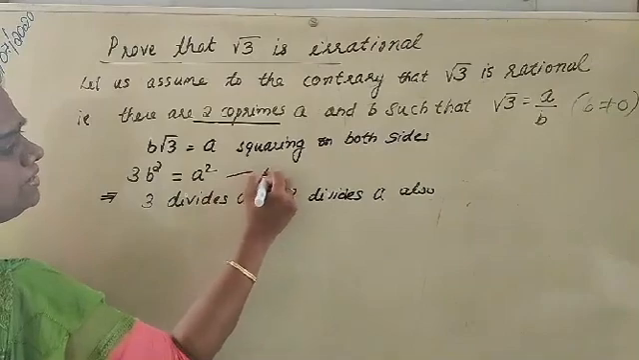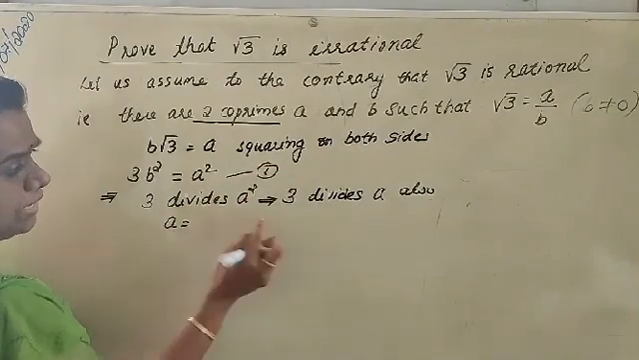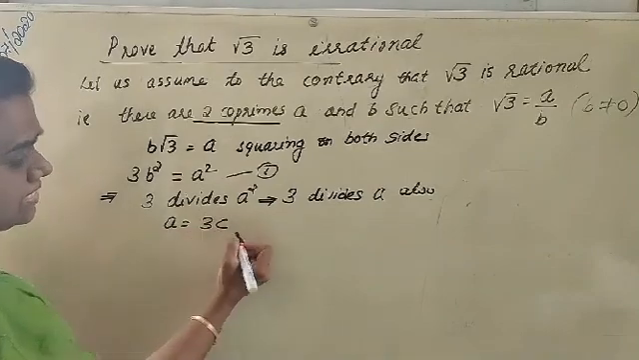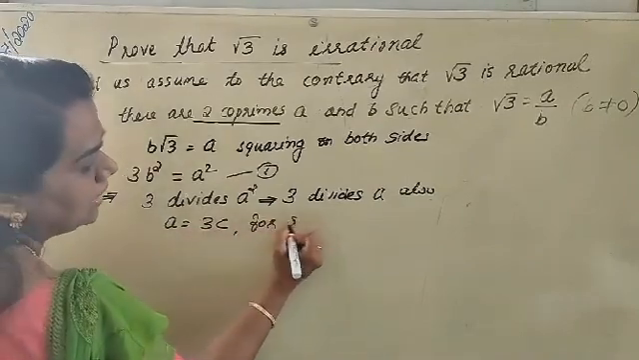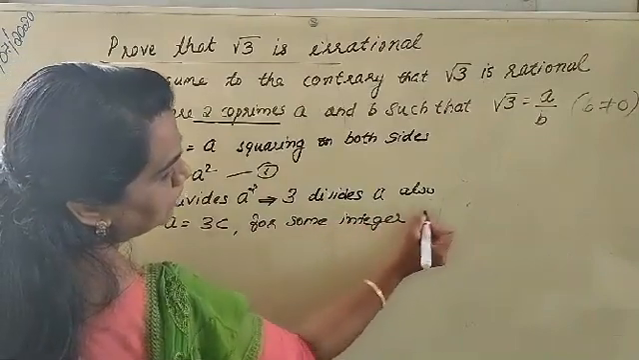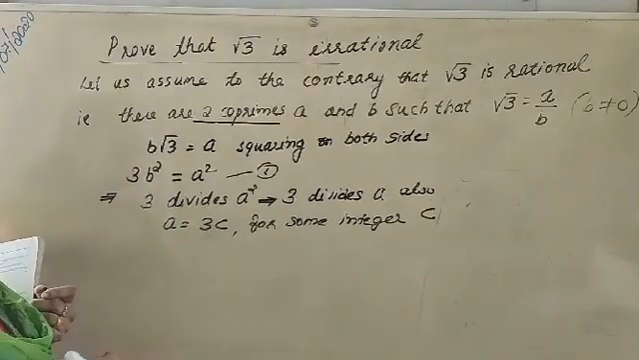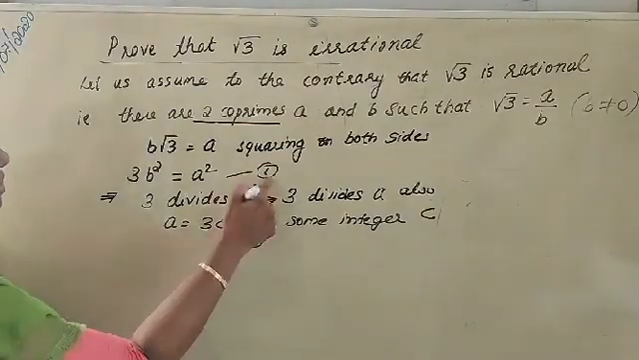Then how can we write A? We can write it like this: A is equal to 3C for some integer C. C is any integer. A is equal to 3C. Then we can substitute that in equation number 1.